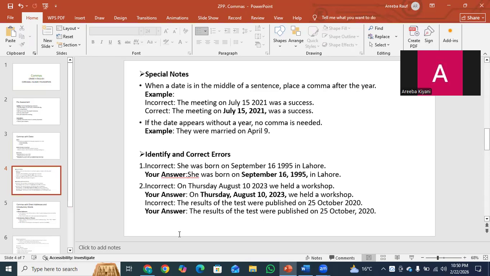And the next one is: The results of the test were published on 25 October 2020. The correct version is: The results of the test were published on 25 October, 2020. And we didn't put a comma after the year because the sentence didn't continue.